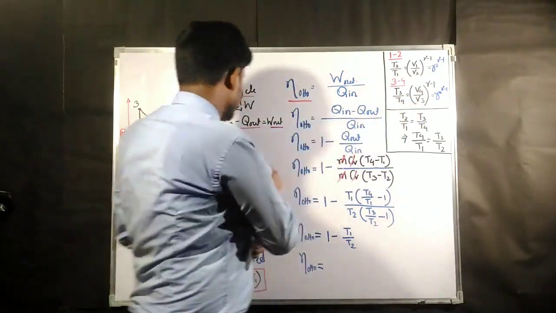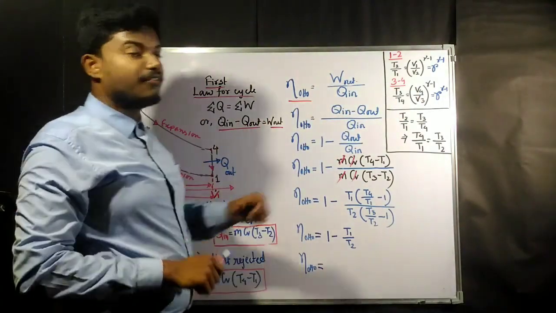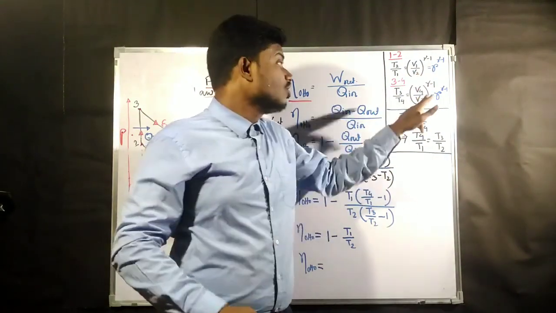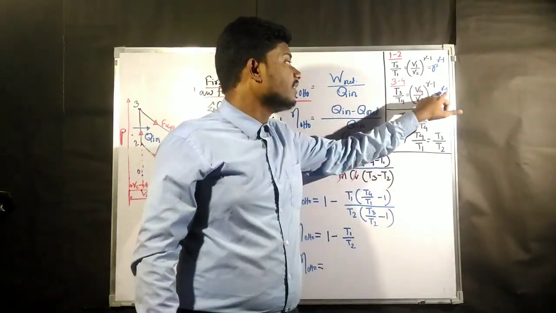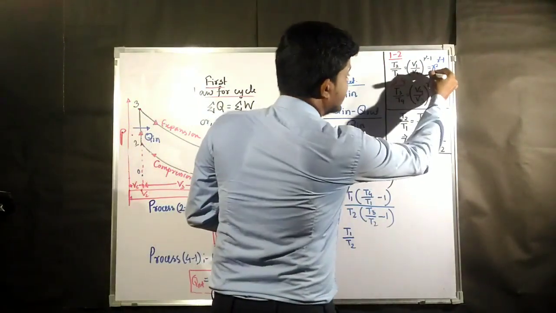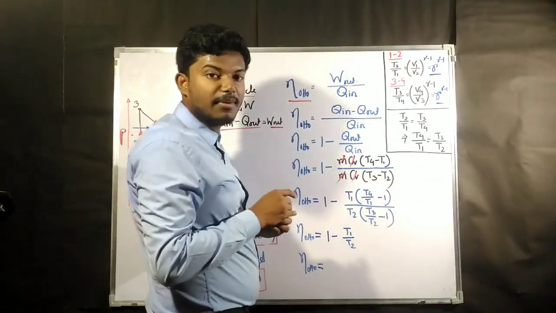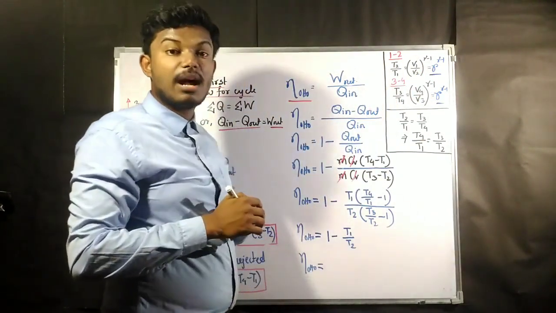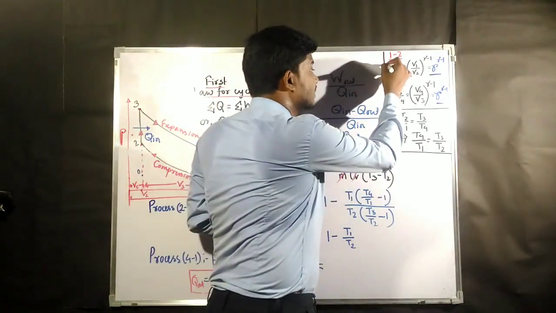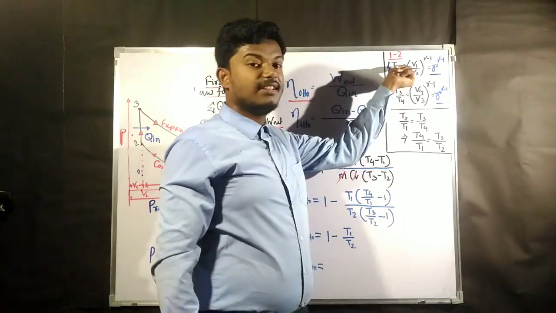Again, V4 and V1 are the same, V3 and V2 are also the same. So we have found out that this ratio and this ratio are both equal to the compression ratio. So in place of this, we are again going to write R to the power gamma minus 1. Now you see this term and this term are the same, both compression ratio to the power gamma minus 1. Since both of these are the same, these terms are also the same. I have written it down here, this equal to this.